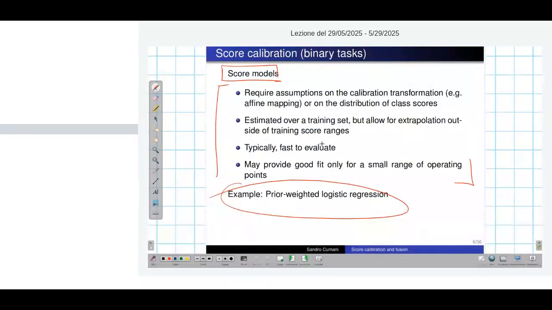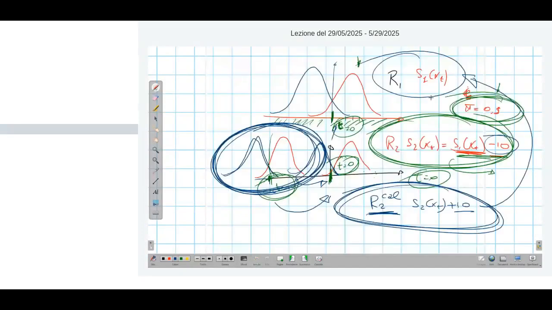Typically, the score models, depending on how we address them, will consist of either models that describe the class distributions of the scores of the recognizer in order to create log-likelihood ratio models from the scores themselves, or they will, as we did here, define assumptions on the transformation that we want to apply to our scores, so that we will then be able to recover well-calibrated scores. For example, here I added 10.